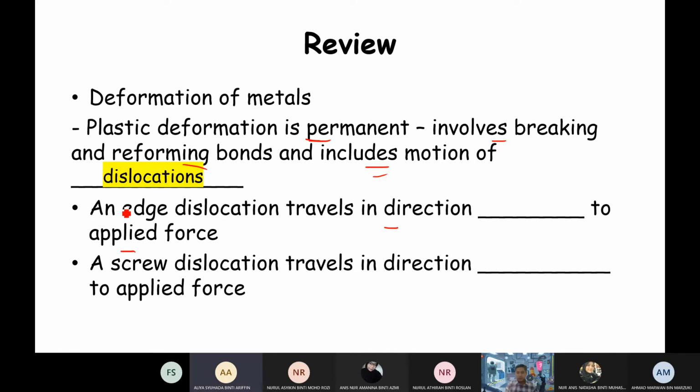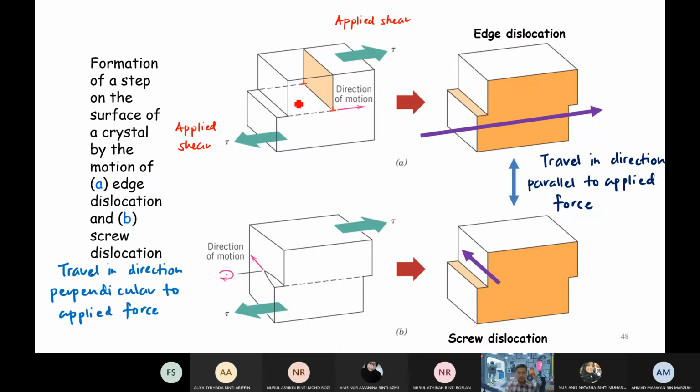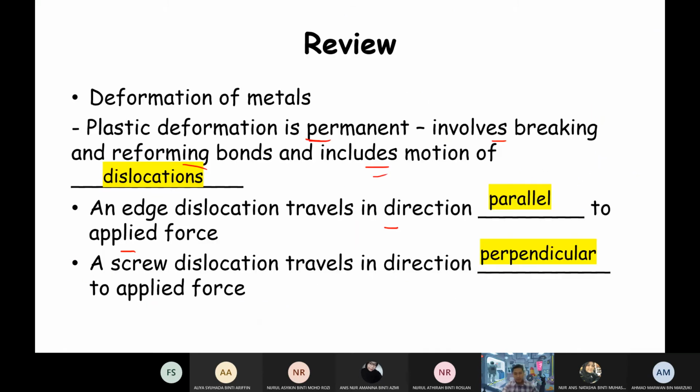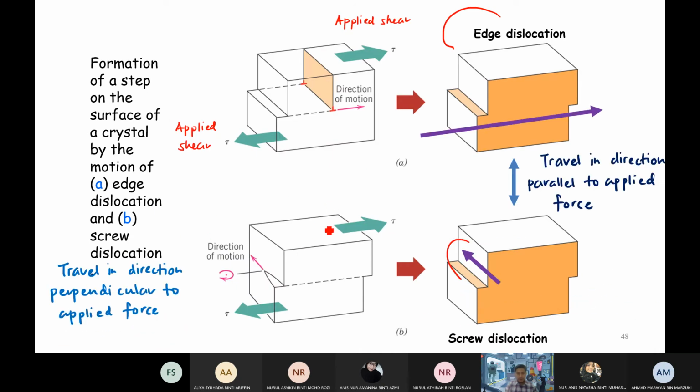To the applied force: parallel. Screw dislocation travels in what direction to the applied force? Perpendicular. So we can see that for edge dislocation, it is parallel, and for screw dislocation, it is perpendicular. Edge dislocation travels in a direction parallel to the applied force, like what we can see here. On the other hand, for screw dislocation, it is perpendicular.